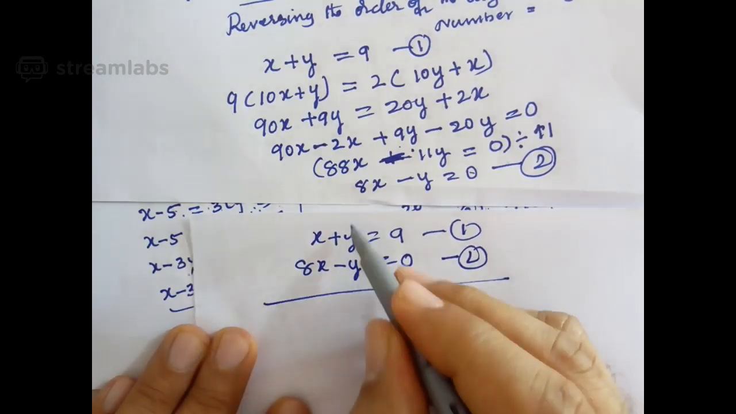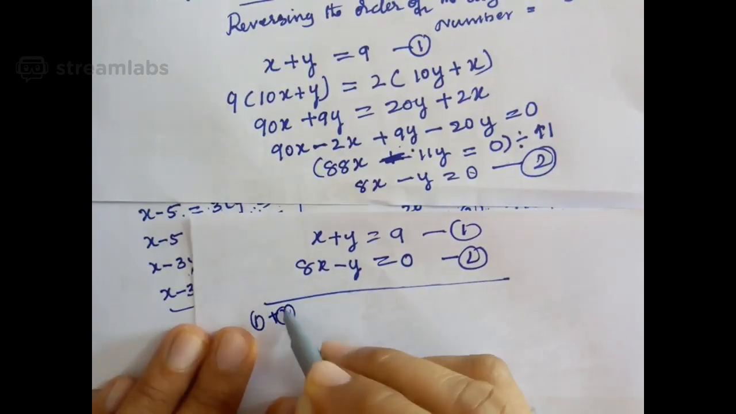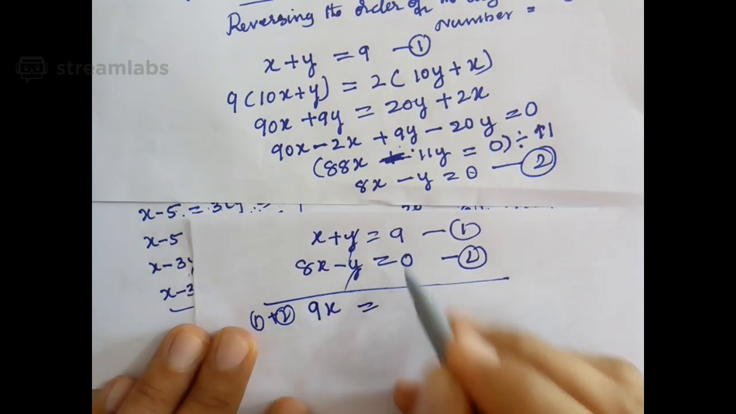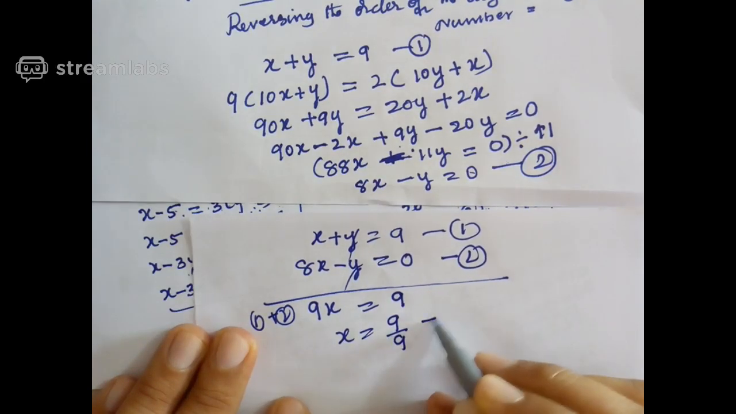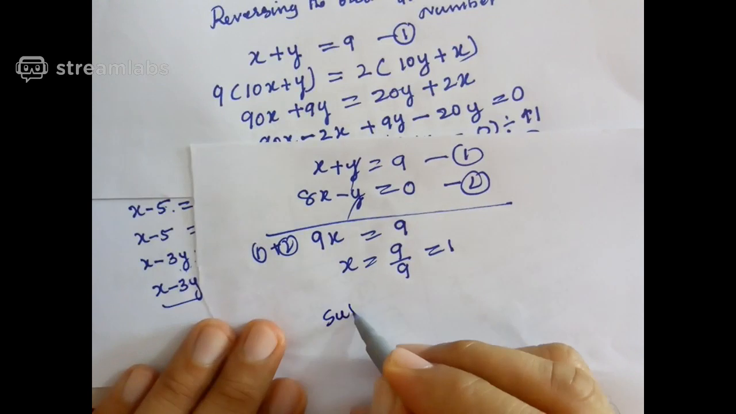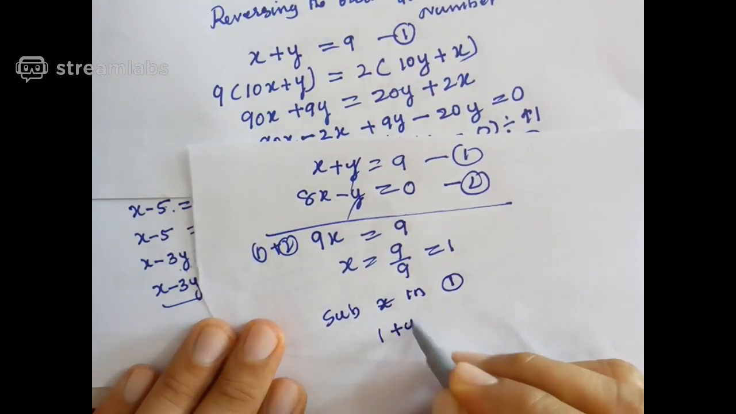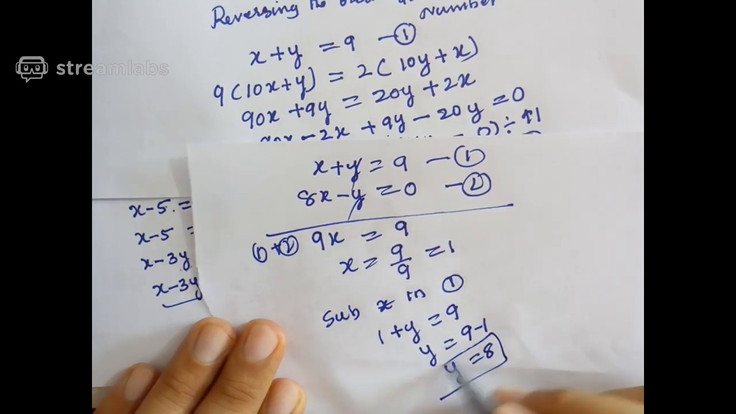Now we already have unlike signs here, so we can do 1 plus 2. x plus 8x, 9x. y cancels. 9 plus 0 is 9. x is 9 by 9, it is 1. Then substitute x in 1, that is 1 plus y is 9. y is 9 minus 1, y is 8, correct?